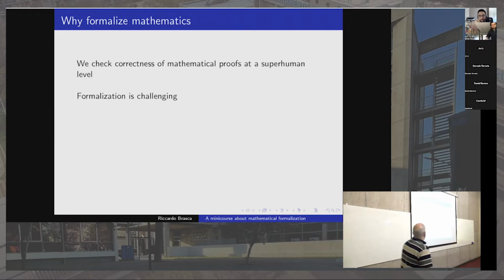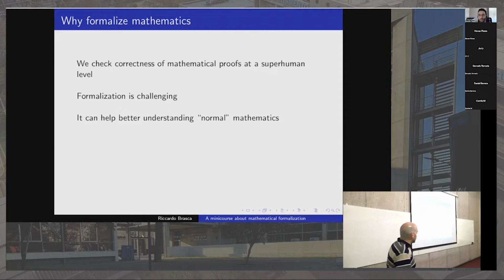Formalization is a challenging process. I mean, it became really interesting after some time. Unfortunately, in my mini course in 3 hours or whatever, it's not really possible to grasp all the interesting parts, but at some point it really became challenging and it really became interesting. For example, at some point it can help in better understanding normal mathematics.